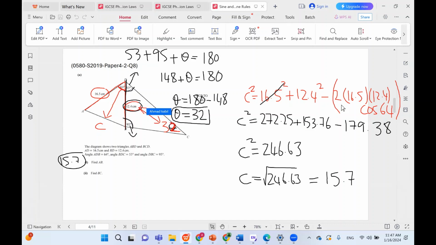So whenever you have a side and an angle that are opposite to each other, you can use the sine rule to get whatever you want. And what we want here is to get BC. So BC is the side I'm coloring in blue right now.